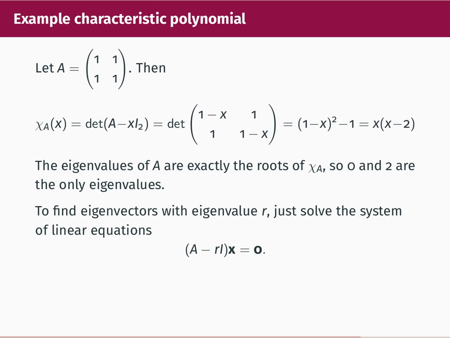So let's follow the example that we did before. A will be the same matrix, 1, 1, 1, 1. We're going to work out its characteristic polynomial. Chi A of x is defined to be the determinant of A minus x times the identity, which in this case is the determinant of the matrix 1 minus x, 1, 1, 1 minus x. That is (1 minus x) squared minus 1, which if you simplify is x times (x minus 2). Now, since the eigenvalues of A are exactly the roots of chi A, the only eigenvalues of A are 0 and 2.